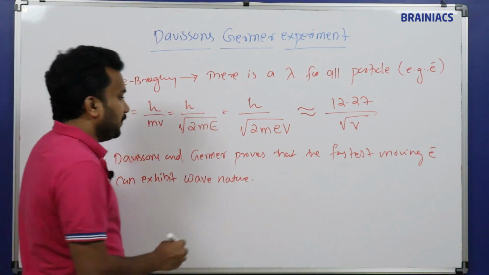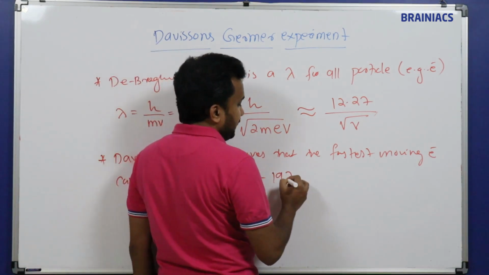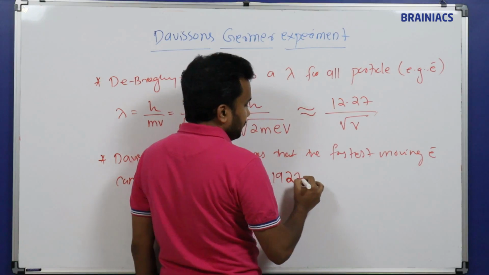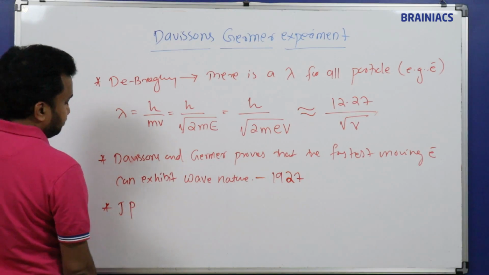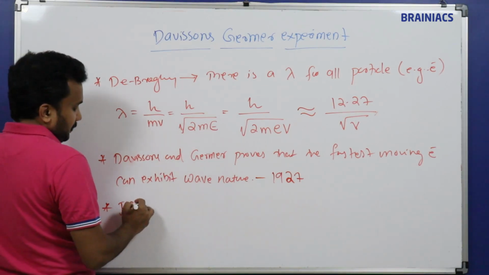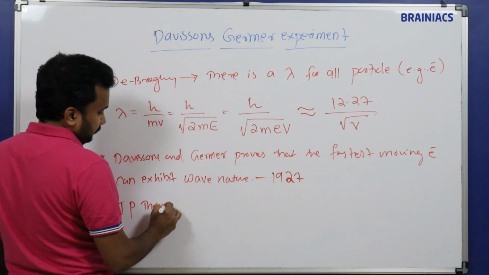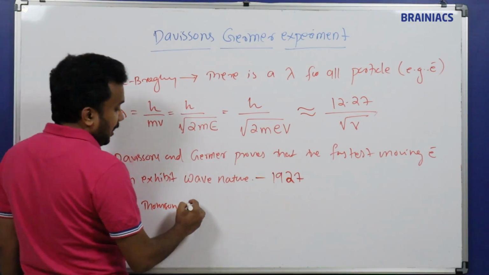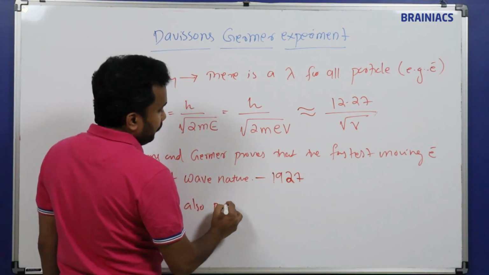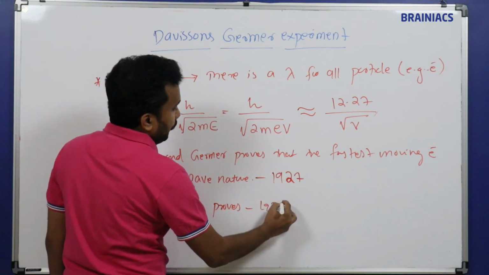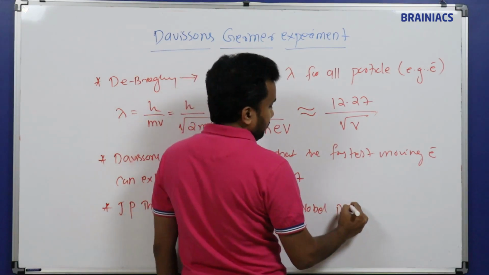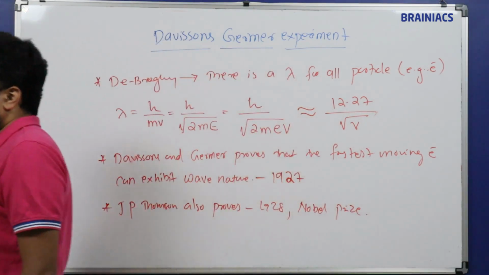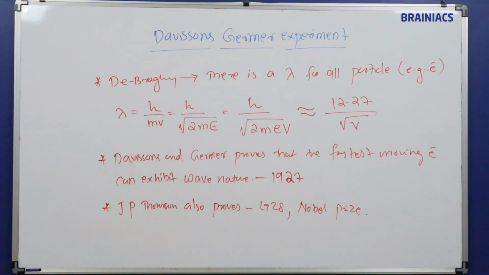They specified this in the year 1927. Later, G.P. Thomson also proved this concept, that is in 1928. If I remember correctly, he got a Nobel Prize for this, by giving a more clear explanation for this one, and he got a Nobel Prize.